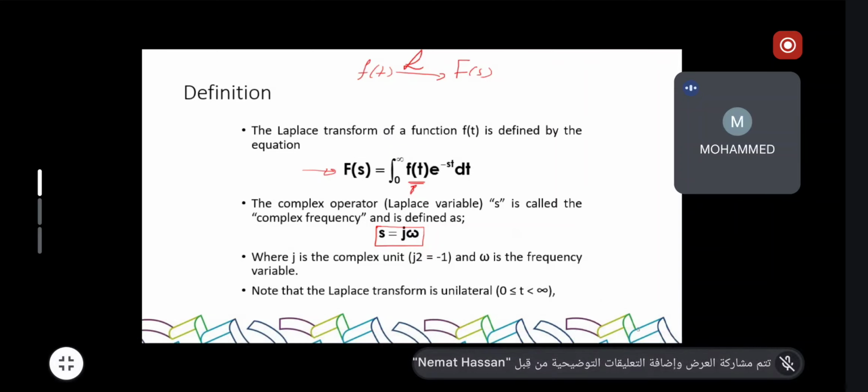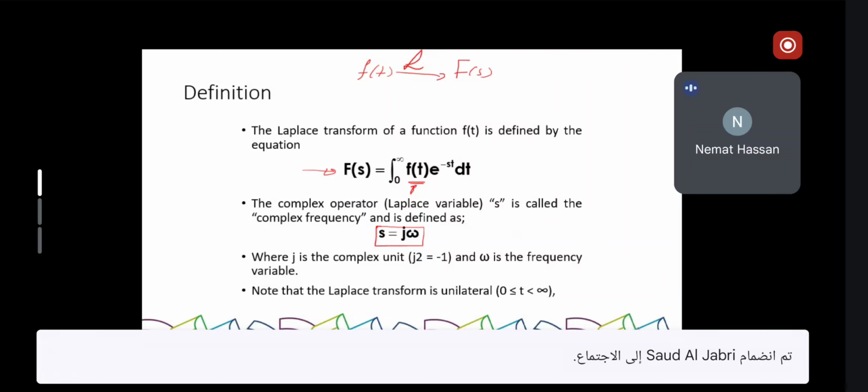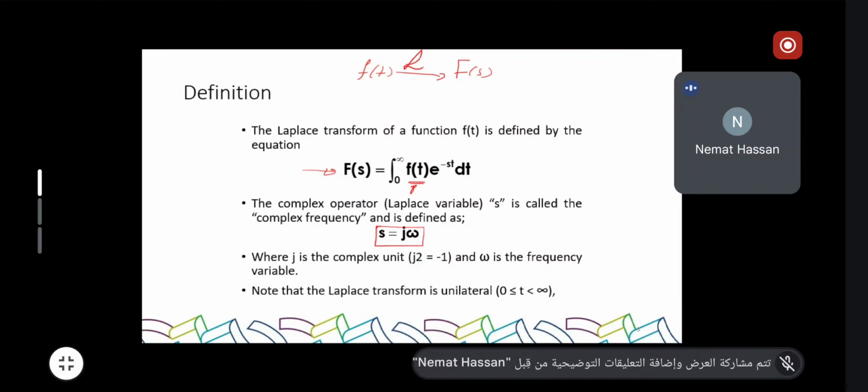Excuse me, yes. Before we start, can you give us a brief about the final exam? I can give you that after we finish, because we gave it in our first lecture and it's available on Moodle. Okay, so we'll just finish this and I'll give you that. Okay, sure.